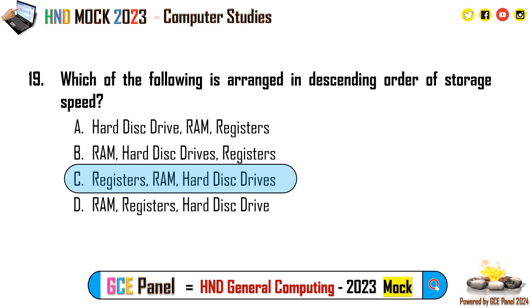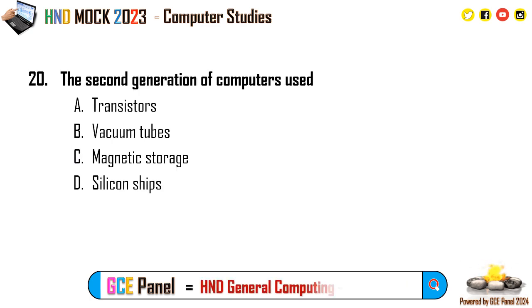The last question for section A, question 20 reads, the second generation of computers use dash. So everybody knows this one, okay? Second generations use transistors. We know very well that the first generation used vacuum tubes, right? So this brings us to the end of section A, which is 20 MCQs.